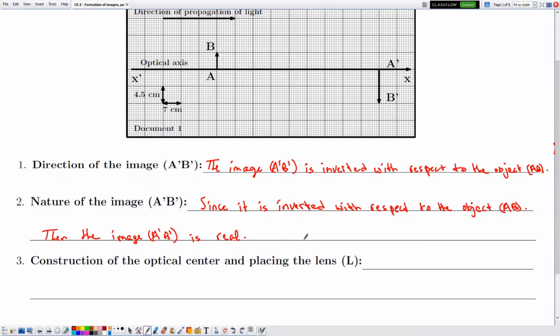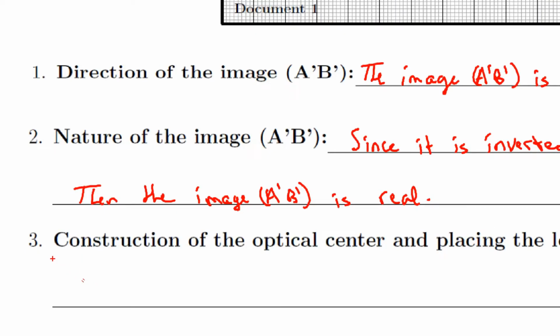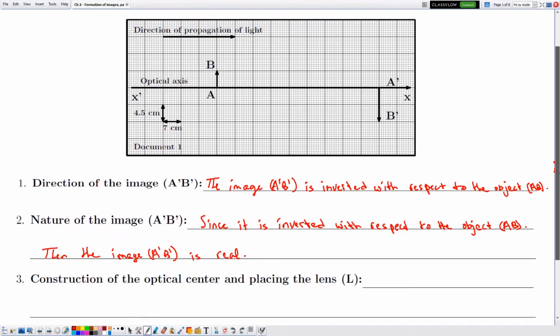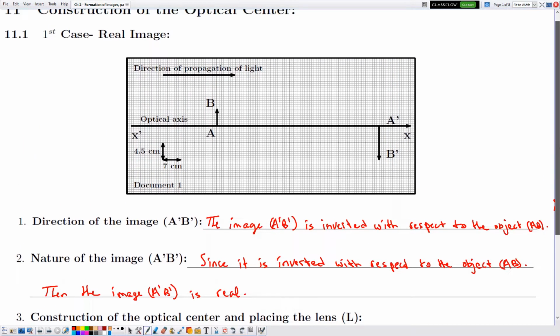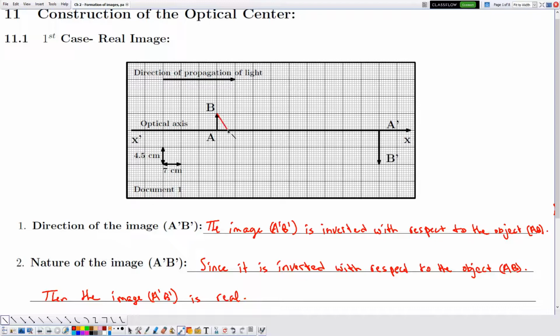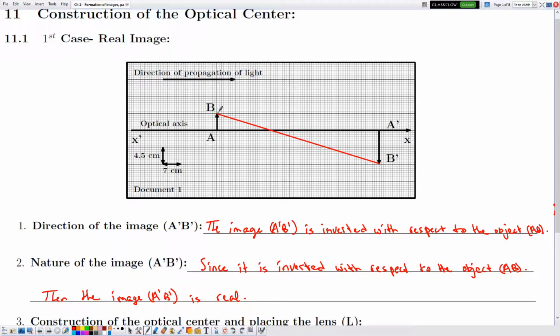Now, in number 3, they are telling me construction of the optical center and placing the lens. And the word construction means that we need to trace and justify at the same time. Therefore, we need to trace the optical center and justify the tracing. So here, if we connect the point B and B prime like this, the intersection between the line BB prime and the optical axis will be the optical center O. So BO corresponds to an incident luminous ray, so we don't forget arrows on light rays, and OB prime will be its emergent ray.